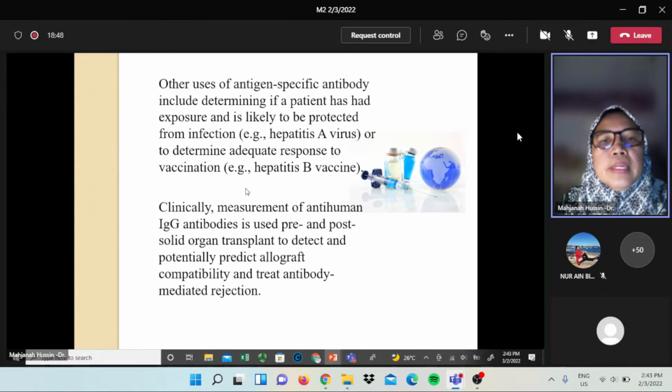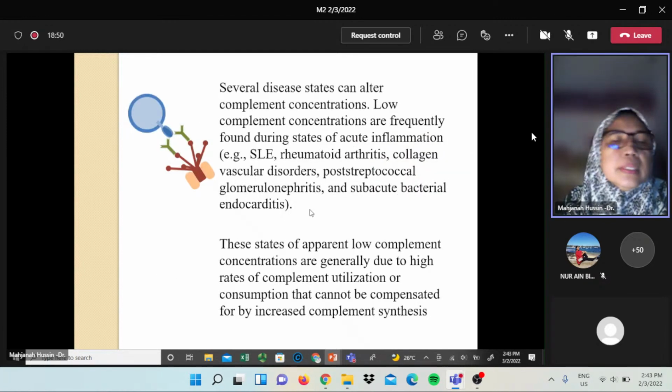Next, this is again talking about how many types of diseases can be diagnosed when you have a certain antibody present, or any types of cytokine, less or more, or in a high titer. You can diagnose those types of conditions, and normally it will tally with the disease that they already described.